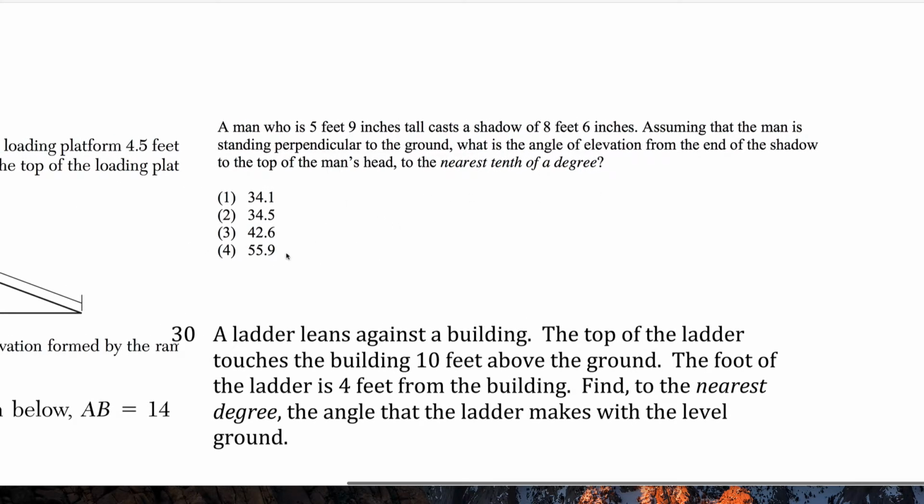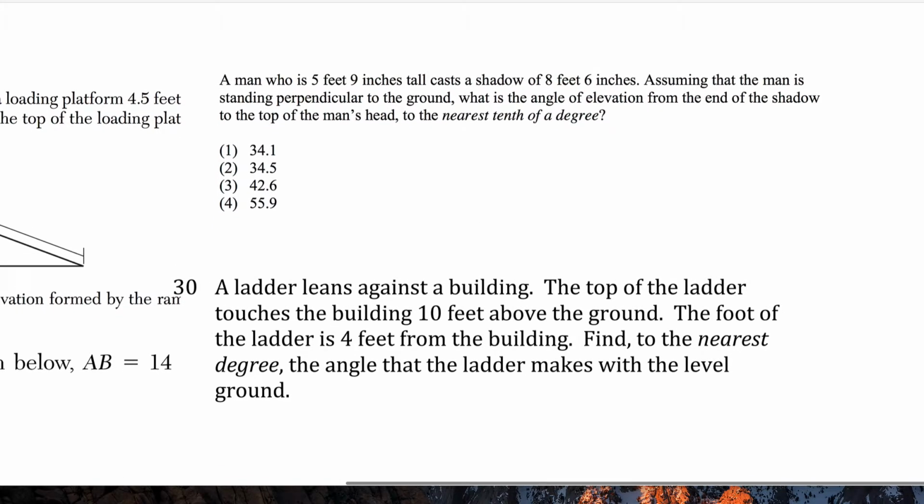This one here, the man, the visual one, was it hard? I don't think it was hard. No, you just had to convert it to inches. Oh yeah, so there's a little bit of a challenge. Okay, so a man's 5'9" casts a shadow that's 8'6", right? So you have to convert to inches. So 60 plus 9 is 69 inches. So the man is 69 inches tall. He casts a shadow that is 8'6", which is 8 times 12, 96, plus 6, 102.